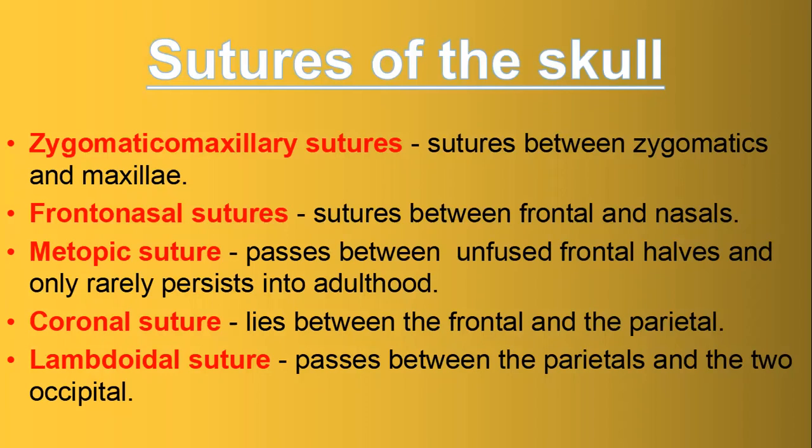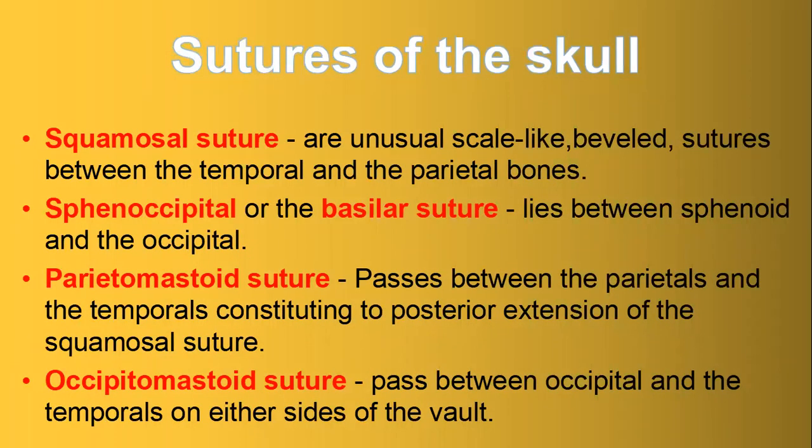So never be scared, because as we move to the individual bones of the skull, differentiating them from the others, we will be able to discuss much more about these sutures and their joining to other bones. We also have other sutures. The squamosal sutures are unusual scale-like bevelled sutures between the temporal and the parietal bones. We have the spheno-occipital or basilar suture, and this lies between the sphenoid and occipital bone.